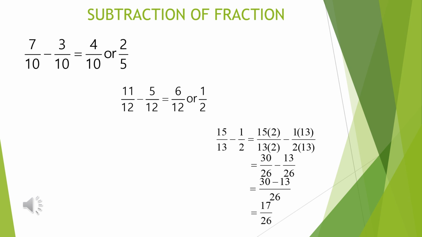So 15 times 2 is 30. 13 times 2 is 26. 1 times 13 is 13. 2 times 13 is 26. So we have already the same denominator. Just subtract the numerator. 30 minus 13 is 17. We just copy the denominator. The answer is 17 over 26.